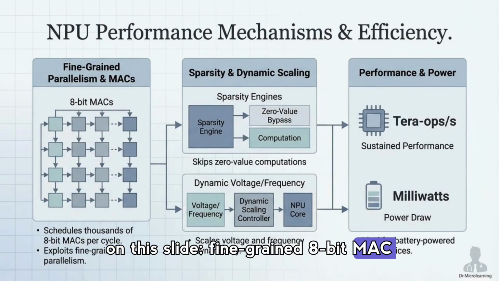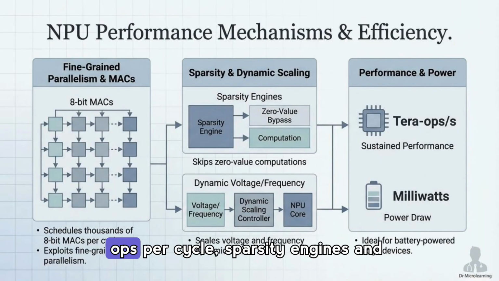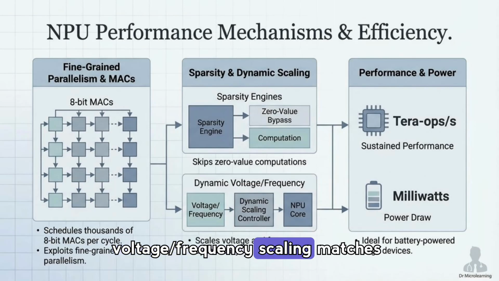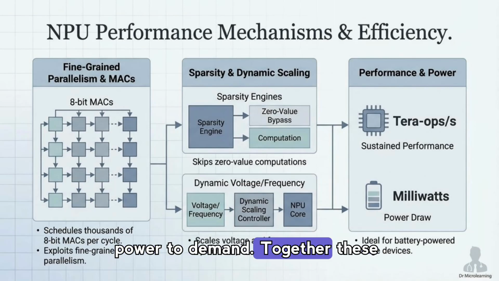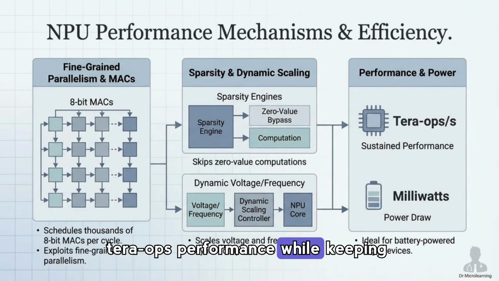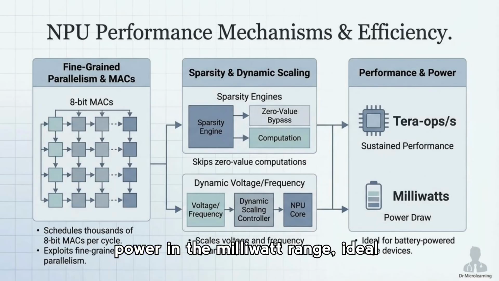NPU efficiency comes from three practical mechanisms demonstrated on this slide. Fine-grained 8-bit MAC parallelism schedules thousands of ops per cycle. Sparsity engines and zero-value bypass skip wasteful computation, and dynamic voltage and frequency scaling matches power to demand. Together, these techniques enable sustained teraops performance while keeping power in the milliwatt range, ideal for battery-powered edge devices.